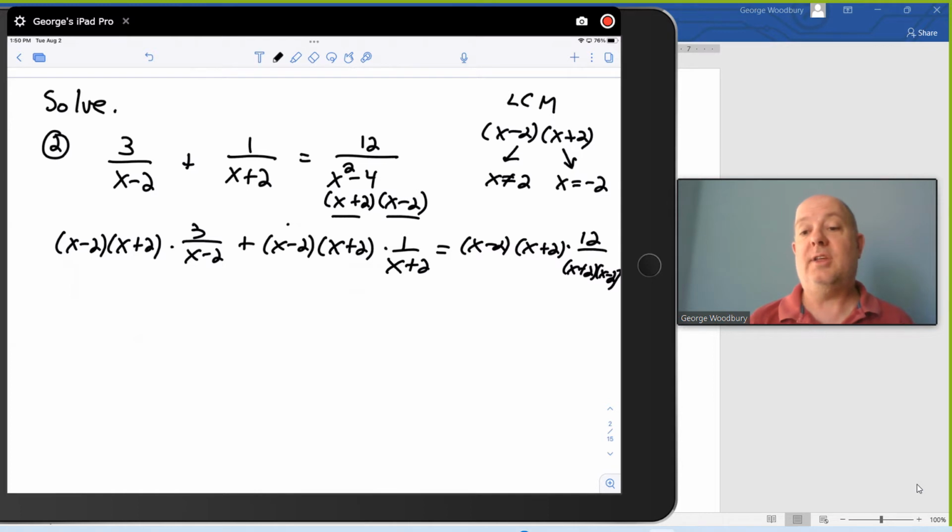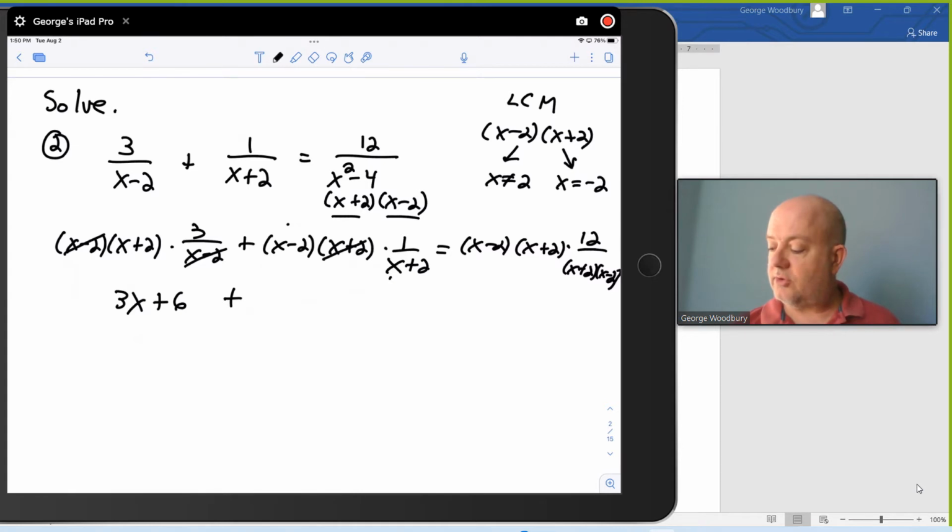Let's divide out the common factors in numerators and denominators. First, x minus 2 goes, leaving me with x plus 2 times 3. Distribute the 3 through. That gets us to 3x plus 6. In the second product, I can divide out the x plus 2's. That leaves me with x minus 2 times 1, which is just x minus 2. On the right-hand side, I can divide out the x minus 2's and the x plus 2's, leaving me with just 12.